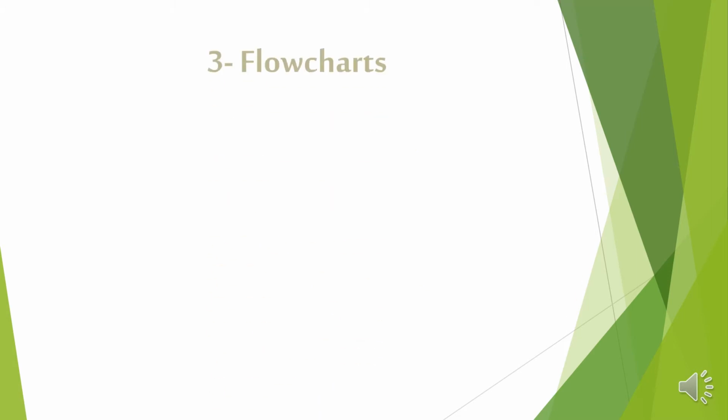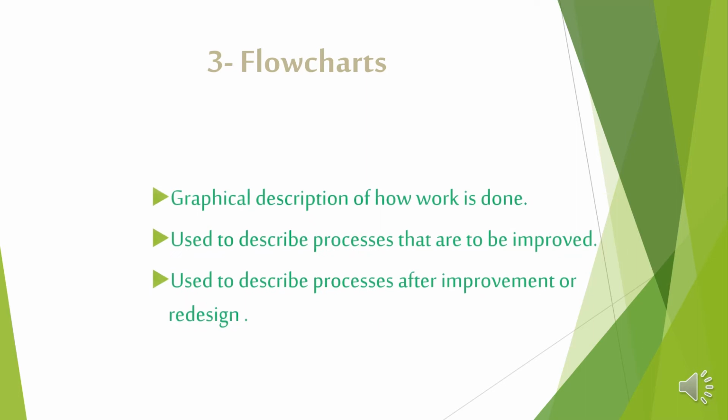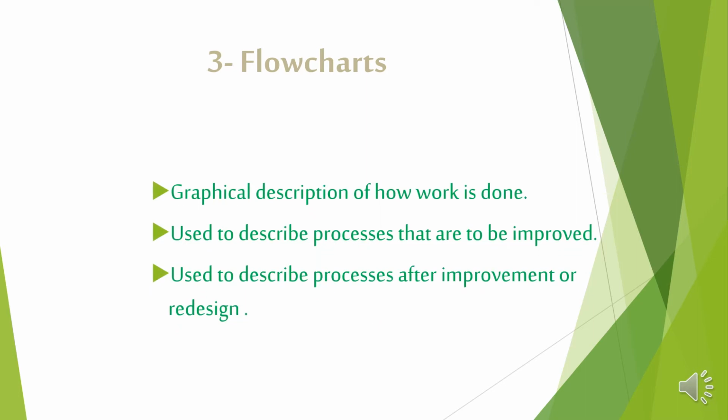Number three, we have the flow chart. What's the flow chart? It's a graphical description of how work is done. Tell me the details, tell me the steps of one process. It is used to describe processes that are to be improved. We will use the flow chart when we are doing some improvement, or we want to know the causes, or we want to know the bottleneck of a process.